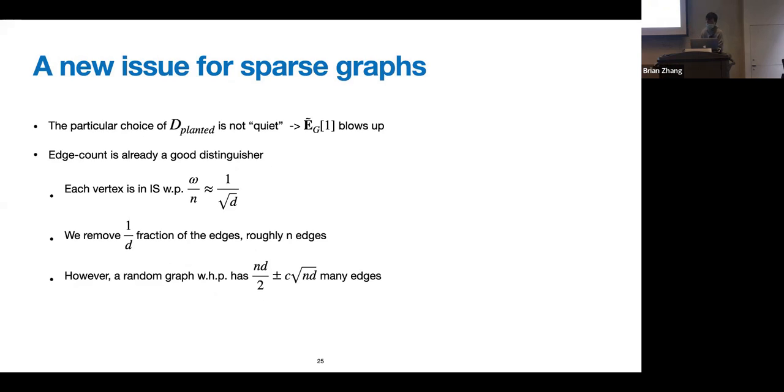However, a random graph sampled from G(n, d/n) is going to have edge count concentrated around nd over 2 plus or minus root nd. And yeah, n here is much larger than root nd. So this is not a quiet planting.